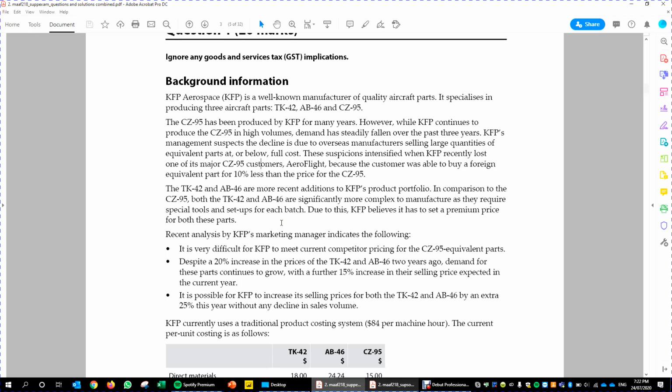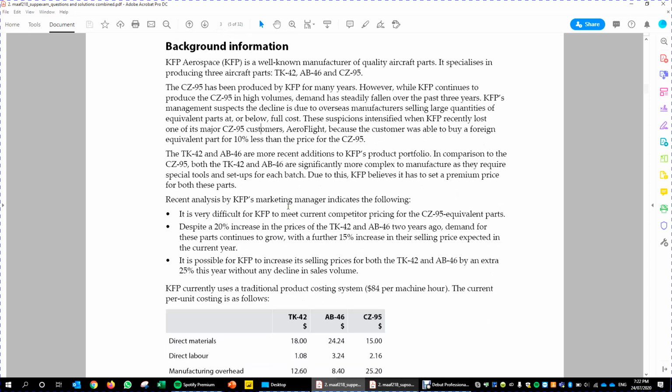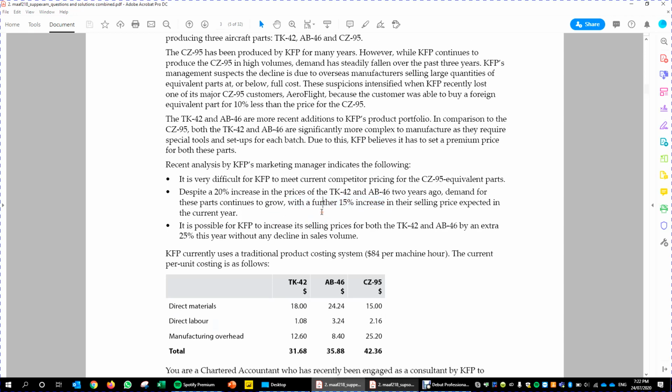But recent analysis by their marketing manager suggests the following. Number one, it's difficult to meet current competitor pricing for the CZ-95, so that's the foreign-driven one. Despite 20% increases in the other two, demand for these parts continues to grow, so they're not really price elastic. With a 15% increase in the selling price expected in the current year, so they're putting up prices for those two products, and demand's increasing. And then finally, it's possible for them to keep increasing selling prices for those two products by an extra 25% without any decline in sales volume.